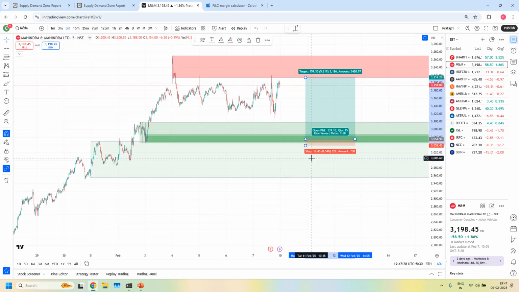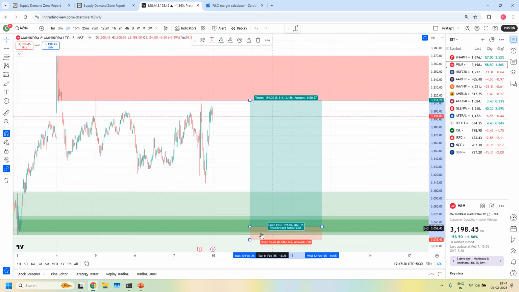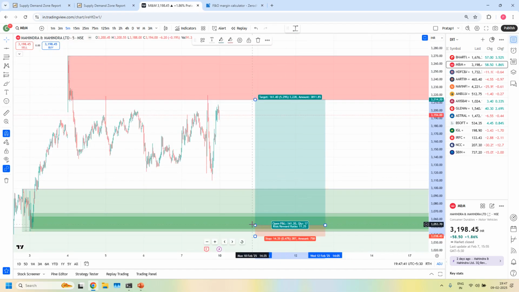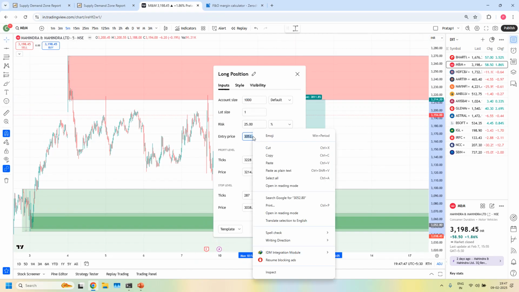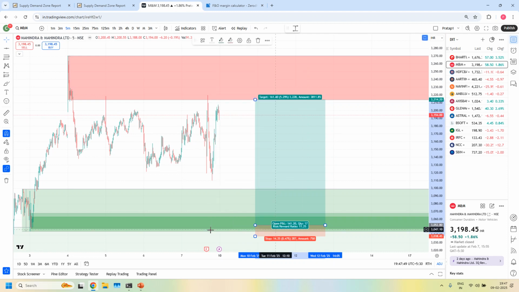So what is the other option you have? Further reduce the risk, some more. You can't go very close to the zone line. If you go very close, what happens? This will be violated. Maybe this time it may work. In case prices reach that level only, you get a trade. Otherwise you may miss the trade.